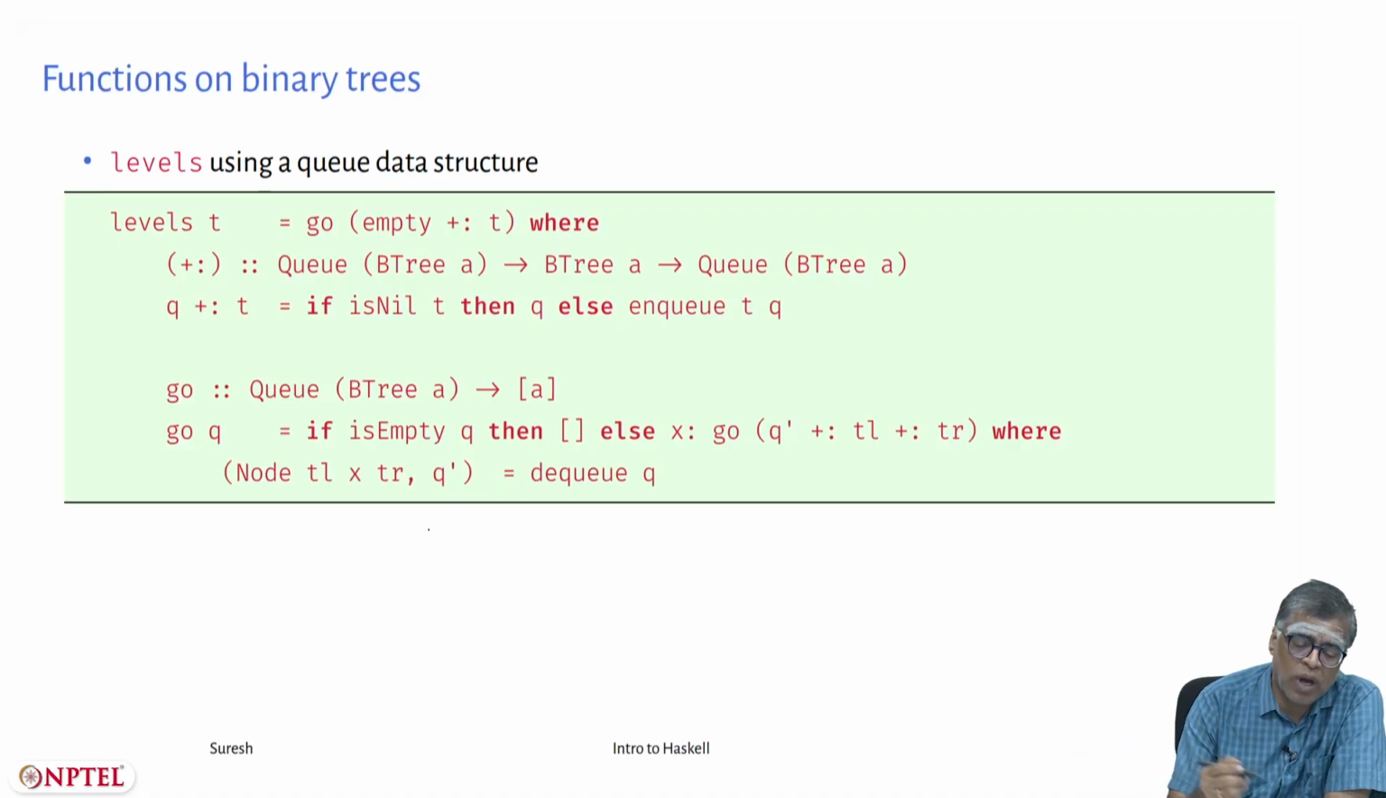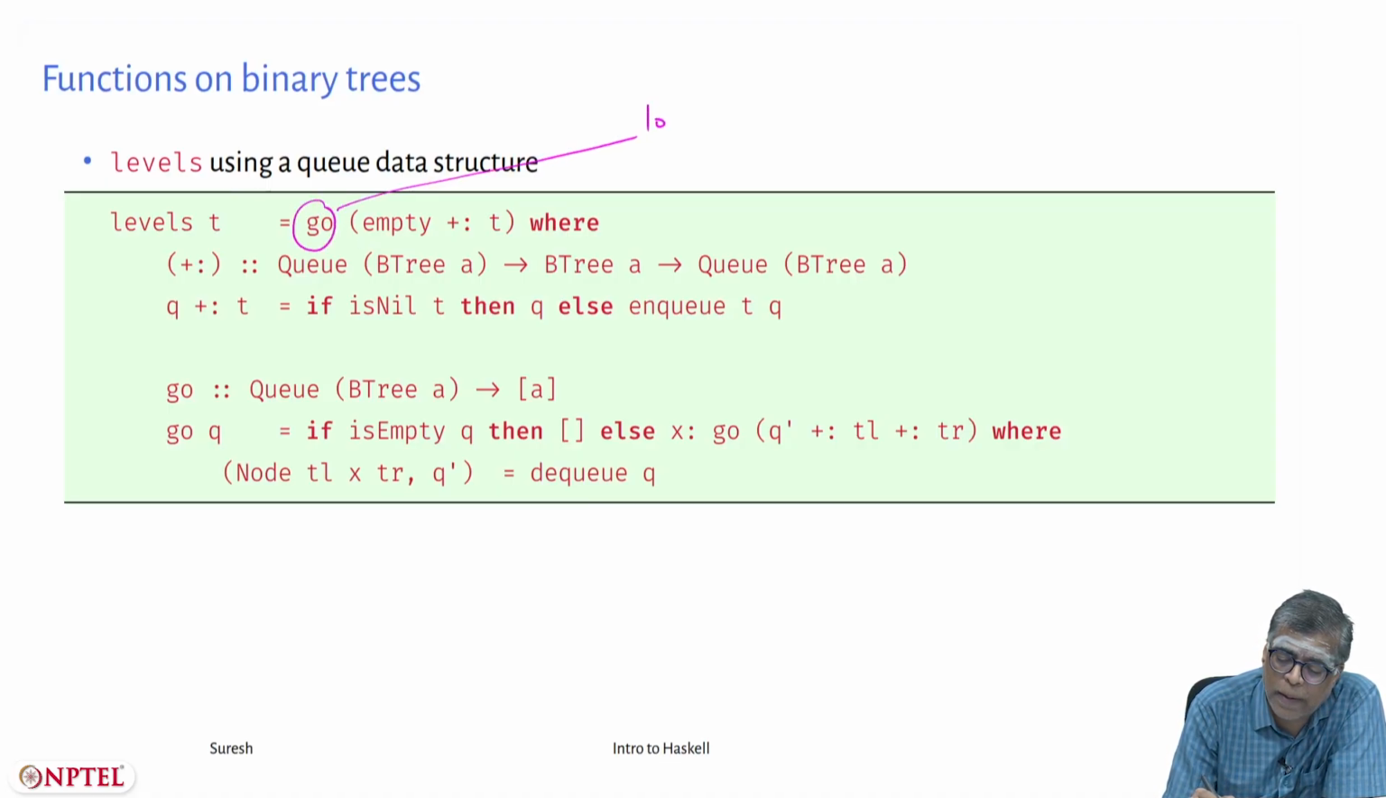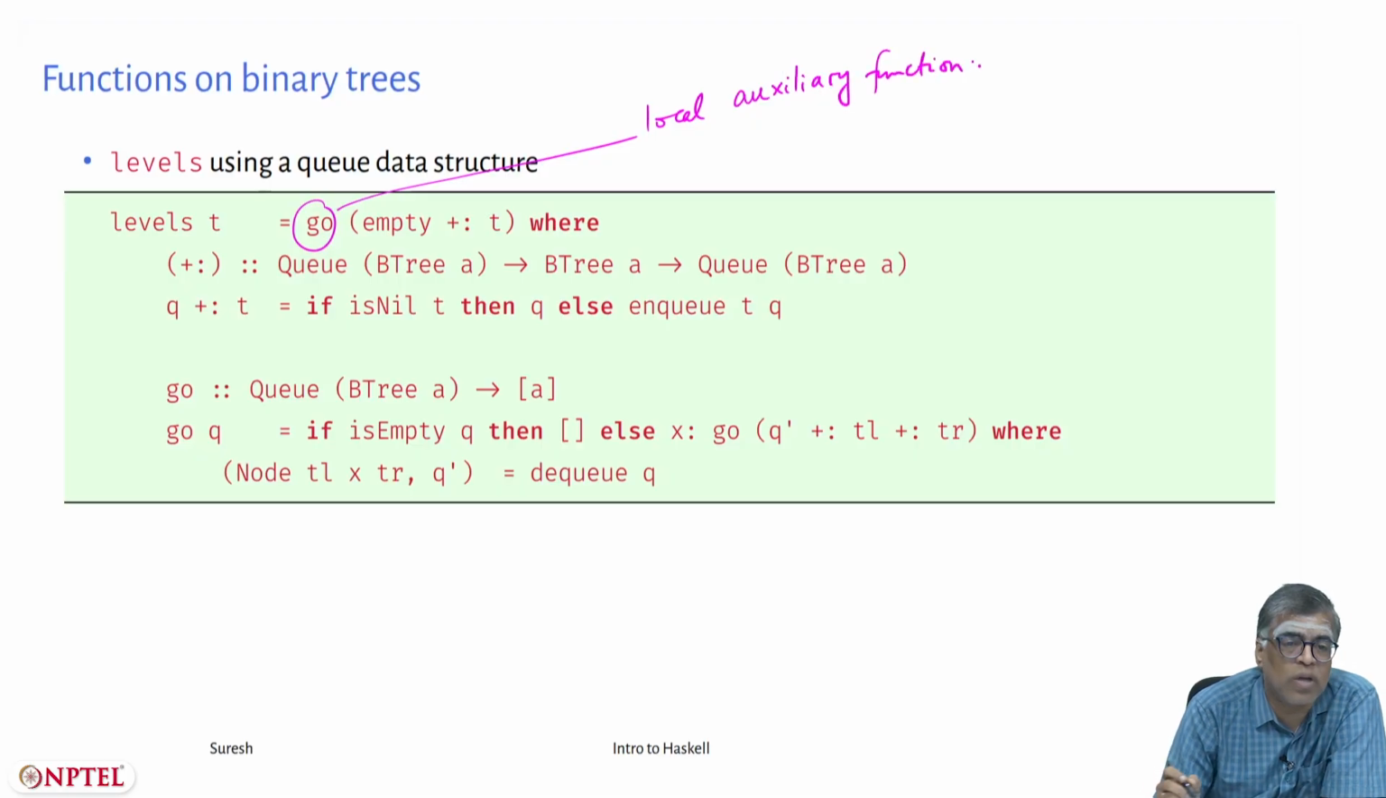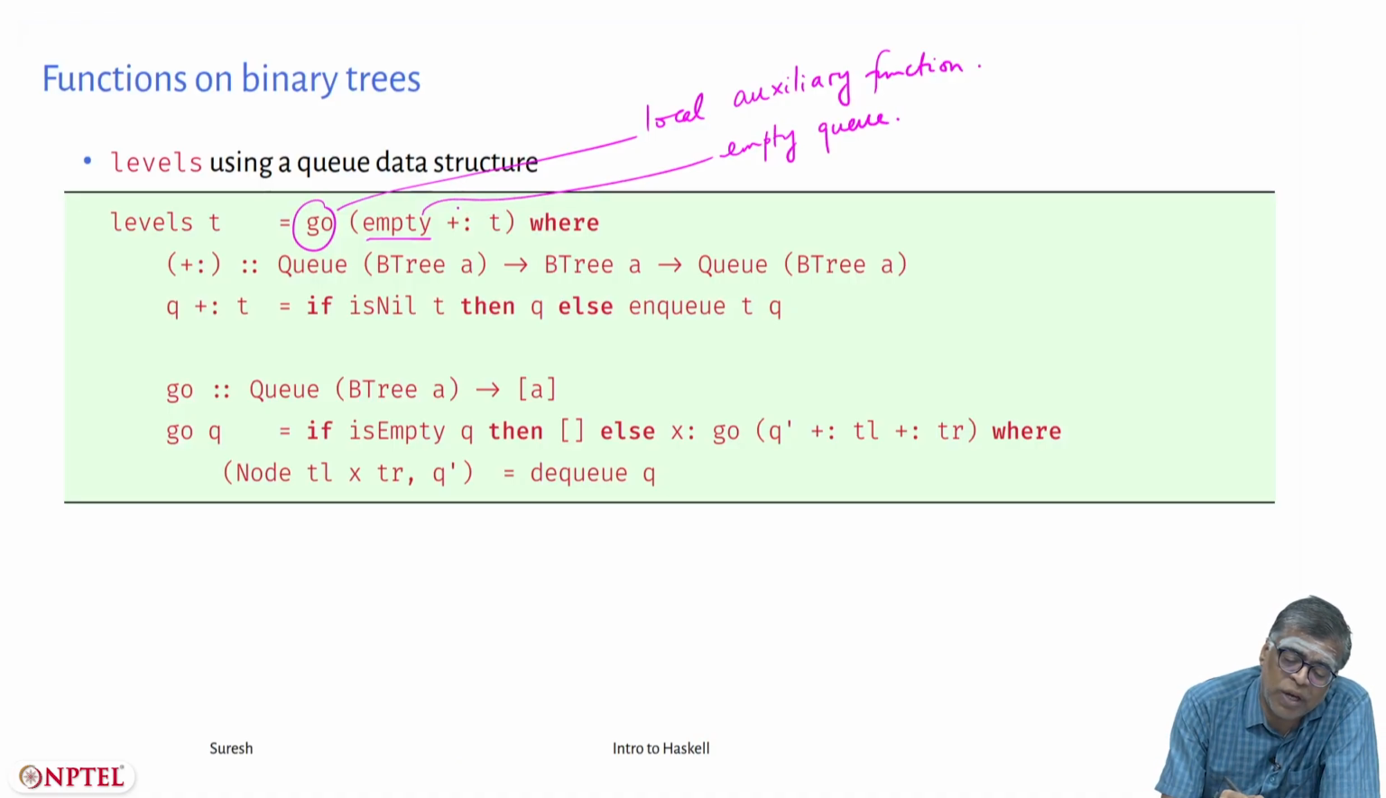Here is the implementation. I will import the queue methods, and levels of t uses some local auxiliary function, Go, that I am defining. Okay, and what do I do? I start with the empty queue. And I am defining a new operator. This is a smart enqueue, let me say.